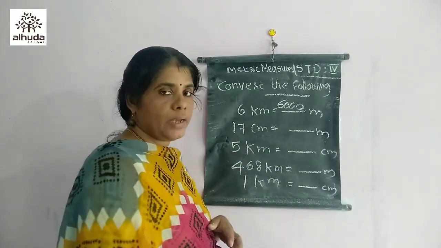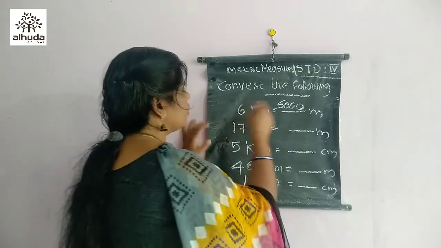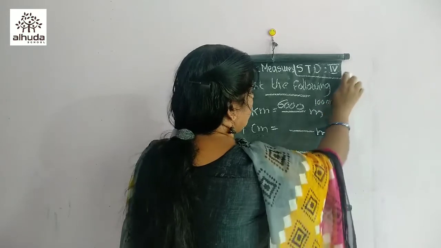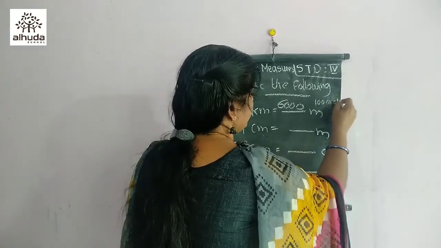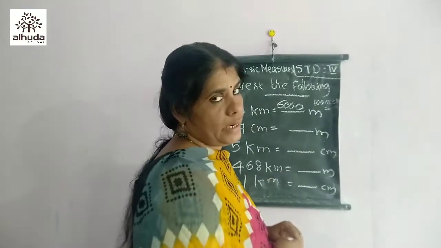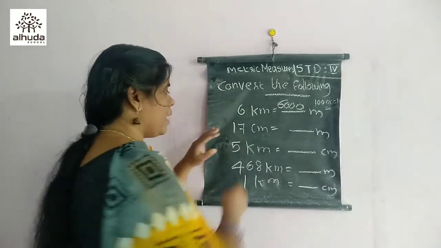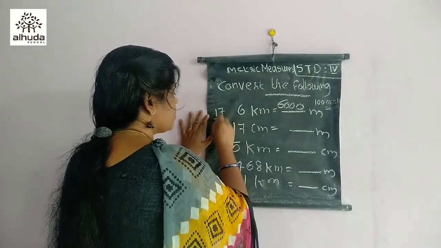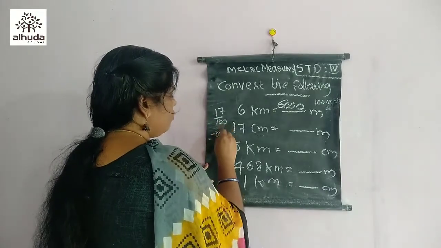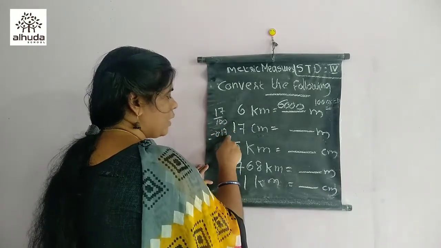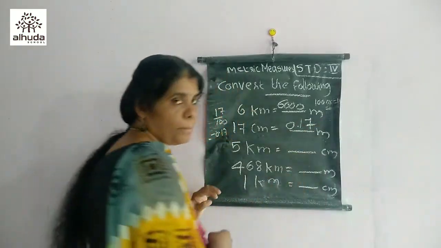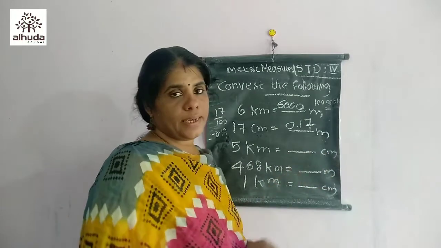Then with what number are we dividing? For that, we should know the concept. 100 centimeter is equal to 1 meter. So if we want to convert centimeter to meter, we should divide by 100. So 17 divided by 100. You learned decimals. So 17 divided by 100 is equal to 0.17. 2 digits we want after the decimal point. So 0.17 meter.